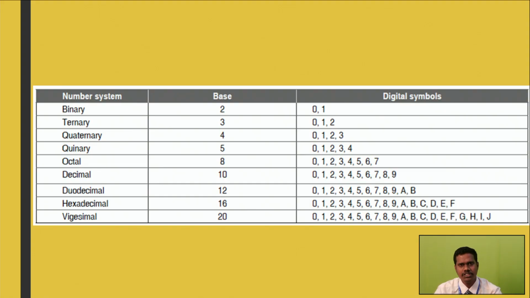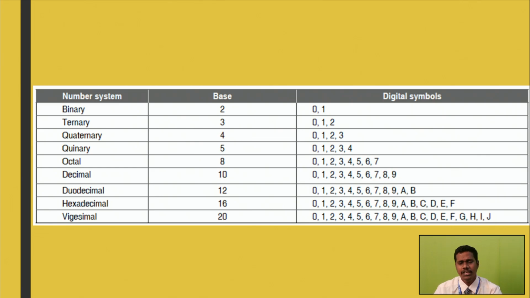In the decimal number system we have already seen the base value is 10, and the digital symbols contain 0 to 9. The duodecimal has the base value 12, from 0 to 9, and for the remaining two numbers we use capital A and capital B. Likewise, hexadecimal has a base value 16, which means it has the number symbols 0 to 9, and after the 9 we have capital A to capital F. So these are the digital symbols used for hexadecimal.